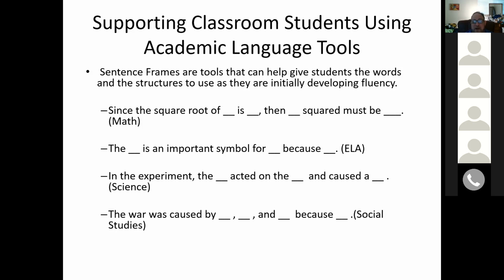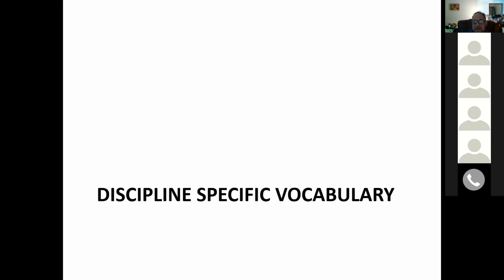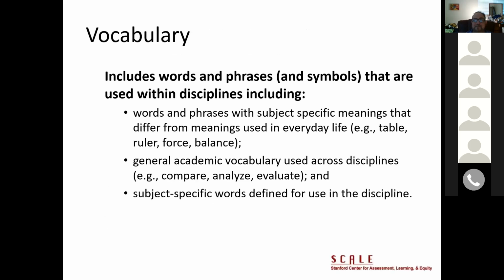The word was caused by blank, blank, and blank because blank. Discipline-specific vocabulary includes words and phrases and symbols that are used within disciplines, including words and phrases with subject-specific meanings that differ from meanings used in everyday life. For example, table, ruler, force, balance.